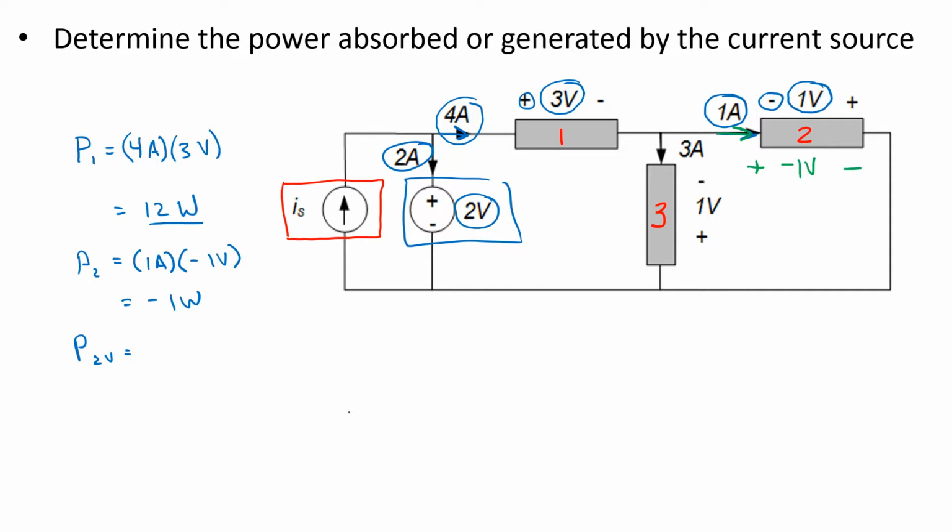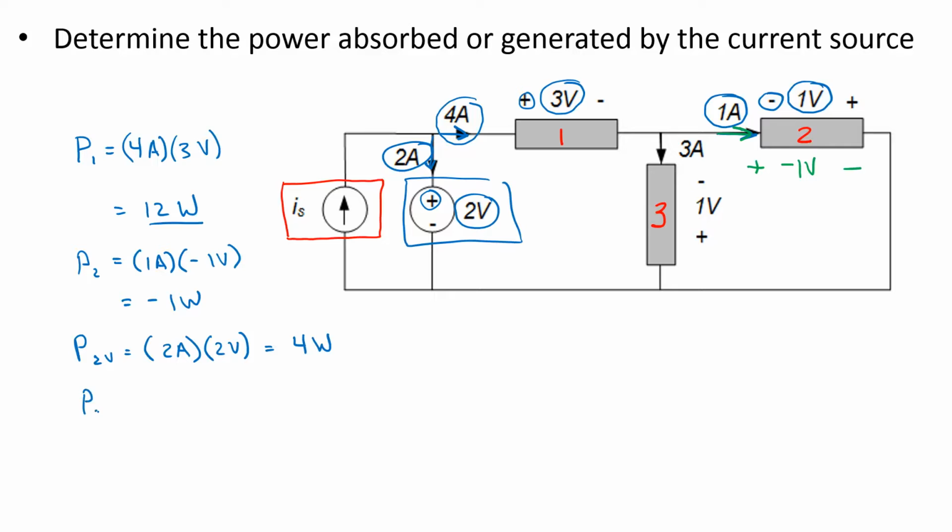The voltage difference is specified by the fact that it's an ideal independent voltage source. And this current is entering the positive voltage terminal. So I don't need to redefine signs on anything. And this is 2 amps times 2 volts, which is positive 4 watts. That voltage source is actually absorbing power.